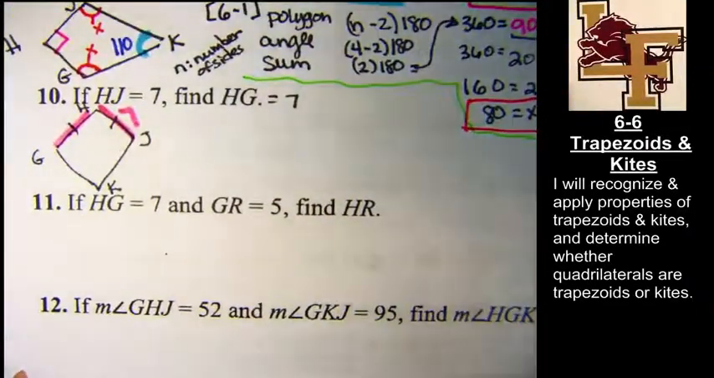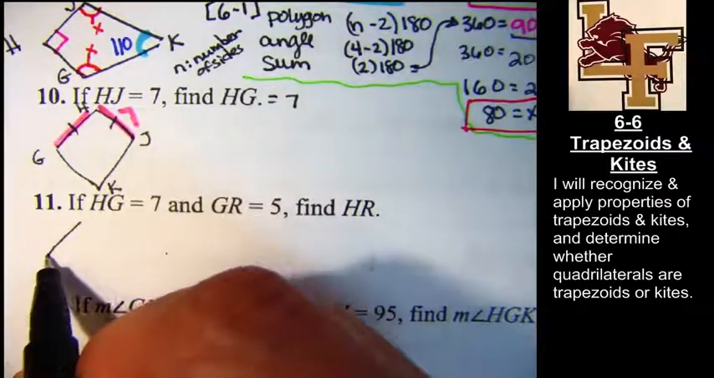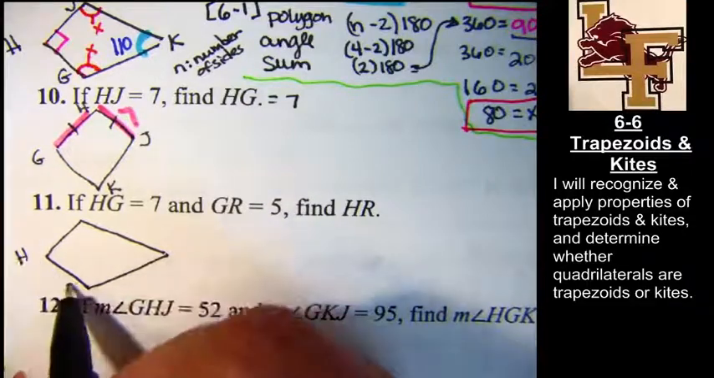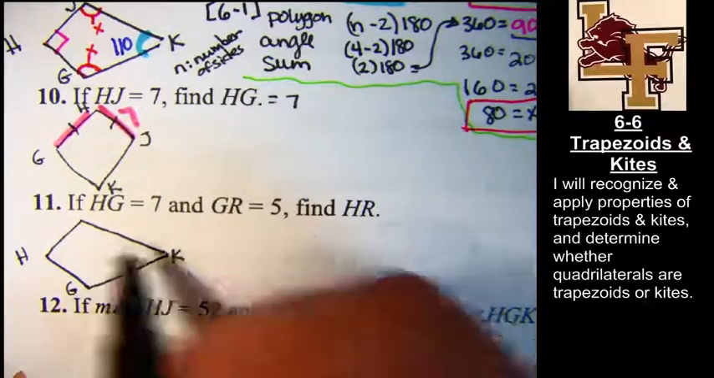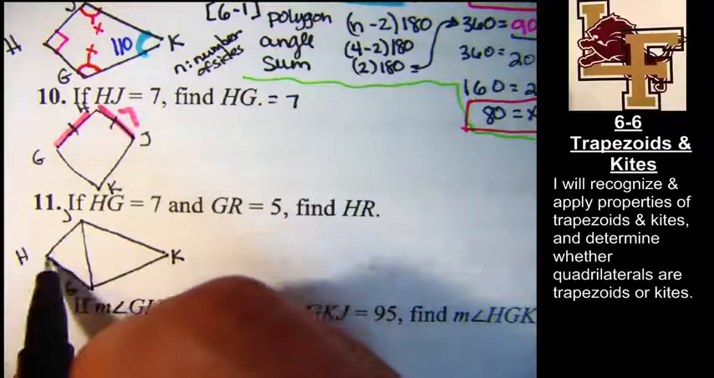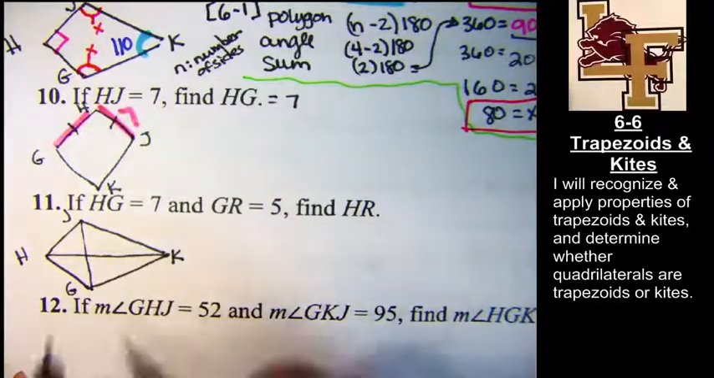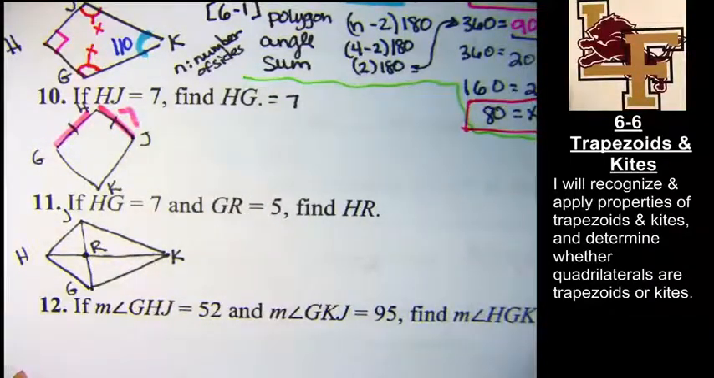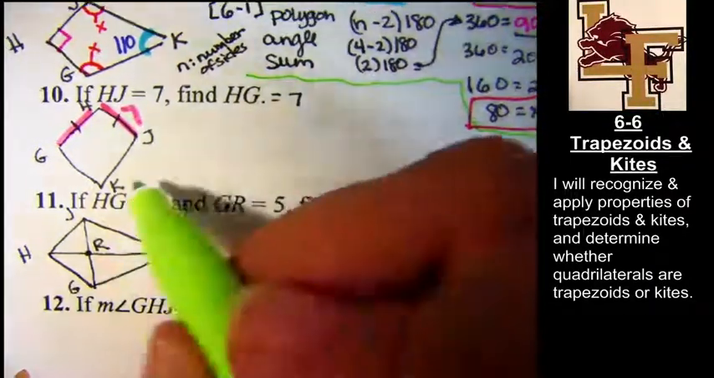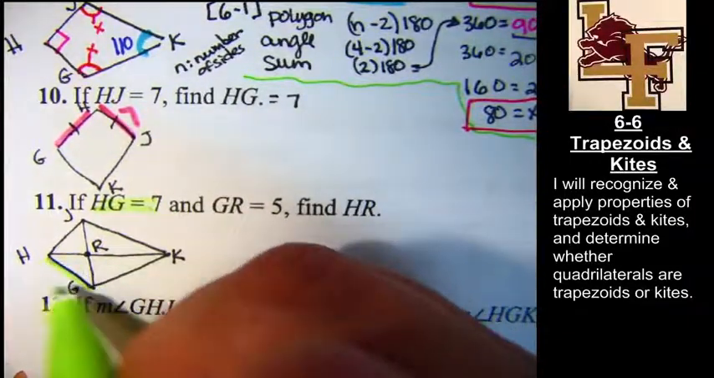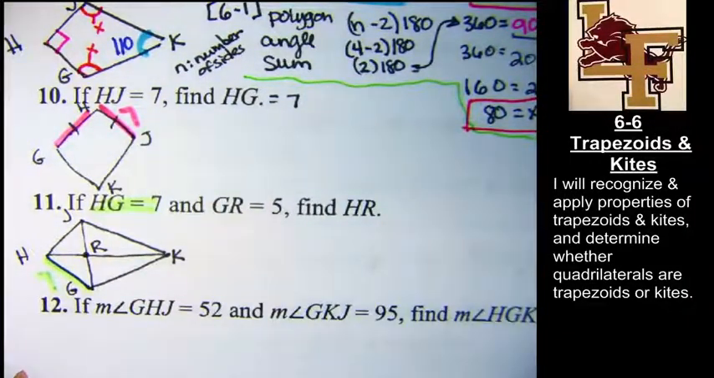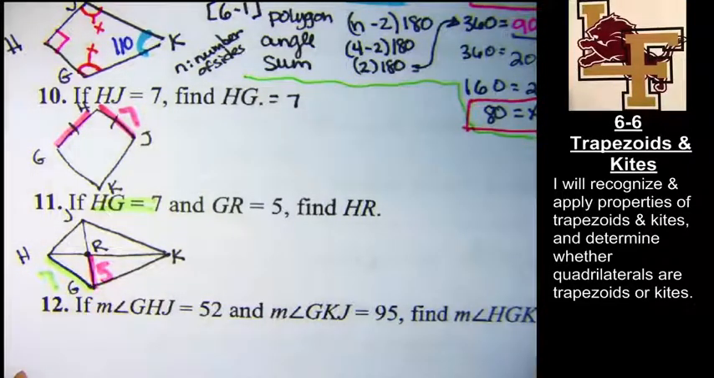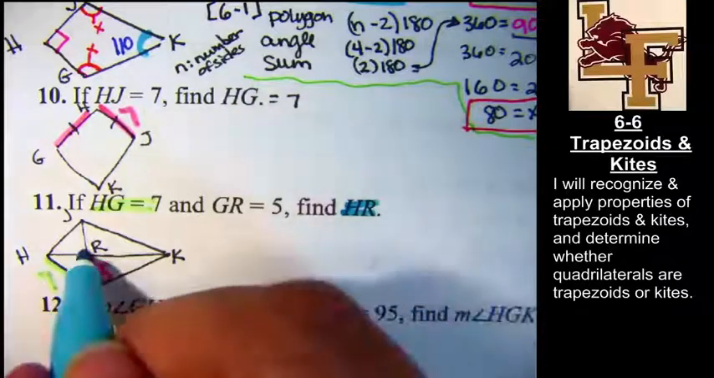All right, this one includes an R, so that means that I need to put in those diagonals. So I'm going to go ahead and draw my kite this way. There's H, there's G, there's K, there's J. Here are my diagonals, and this one will be R. I'm told that HG is 7, and GR is 5, and I've been asked to find HR.